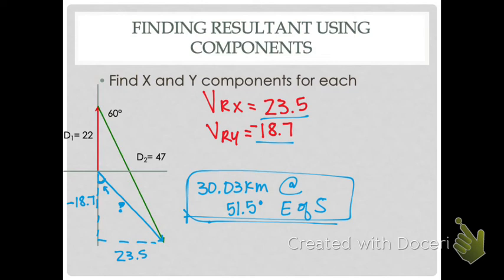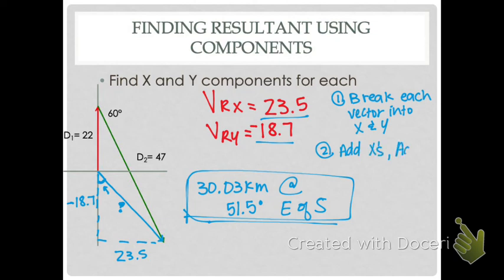Right, we've got three main steps, and I want you to maybe write out these steps as well. Step one is to break each vector into x and y. Right? That's step 1. You have to break all of your vectors into x and y. Step 2 is add x's, add y's. Step 3 is build a new triangle.